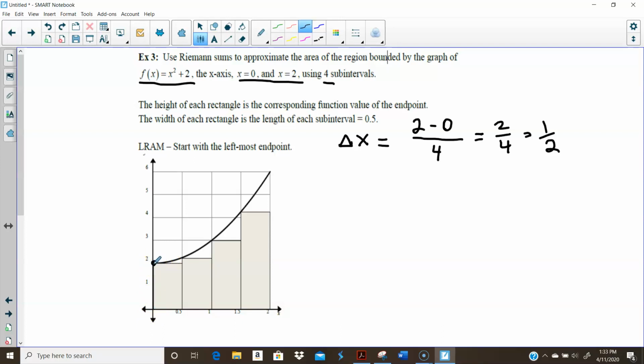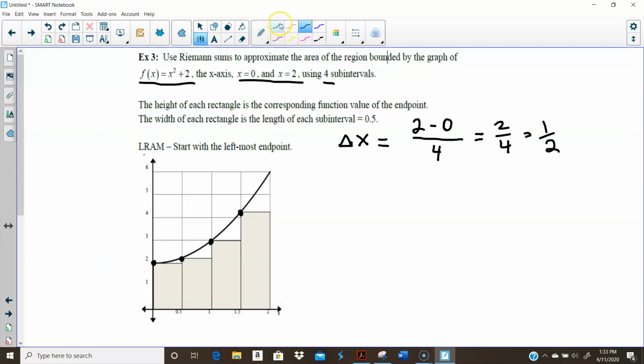So the left side will hit the function, then I'm going to travel 1/2, and the left side will hit the function. So we're going to try to find an approximation of the area underneath this curve.